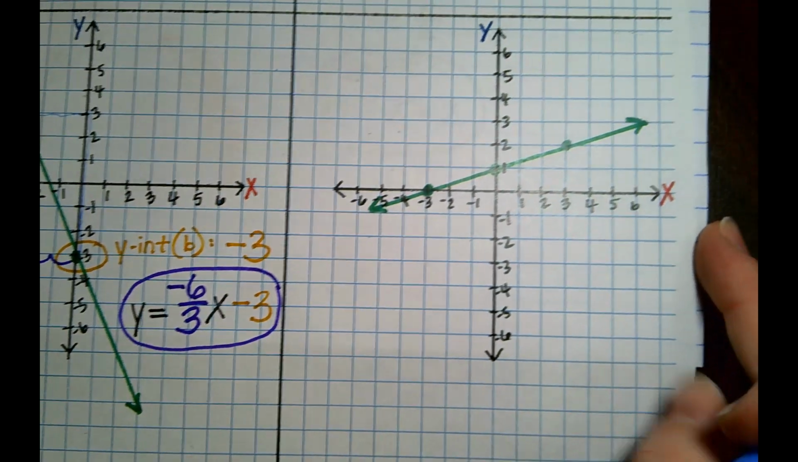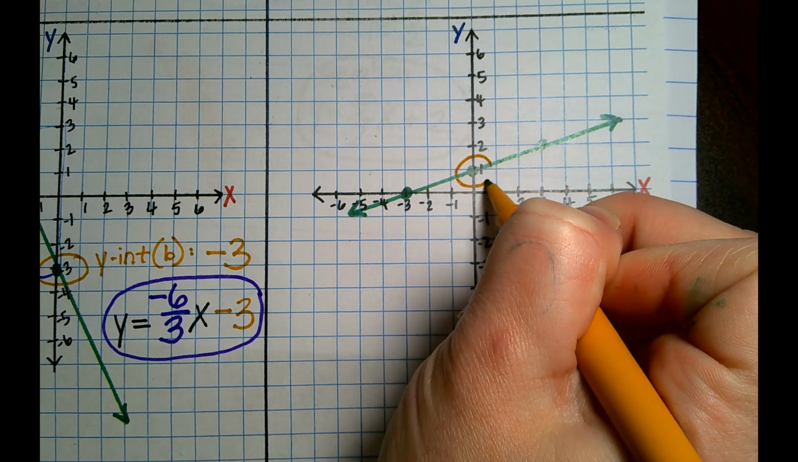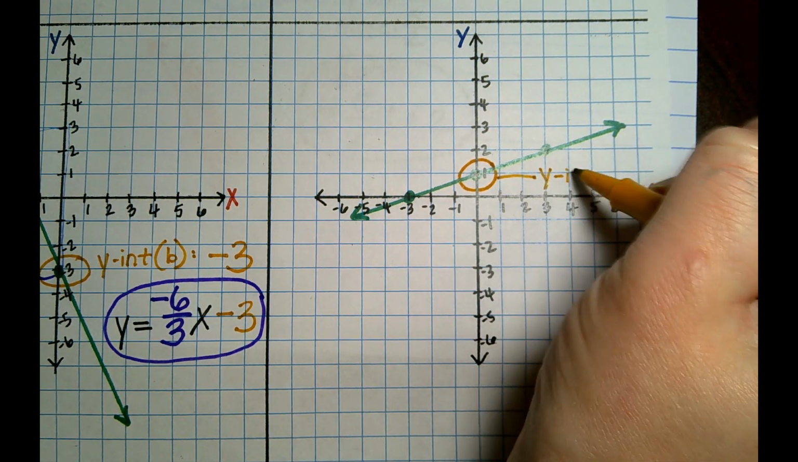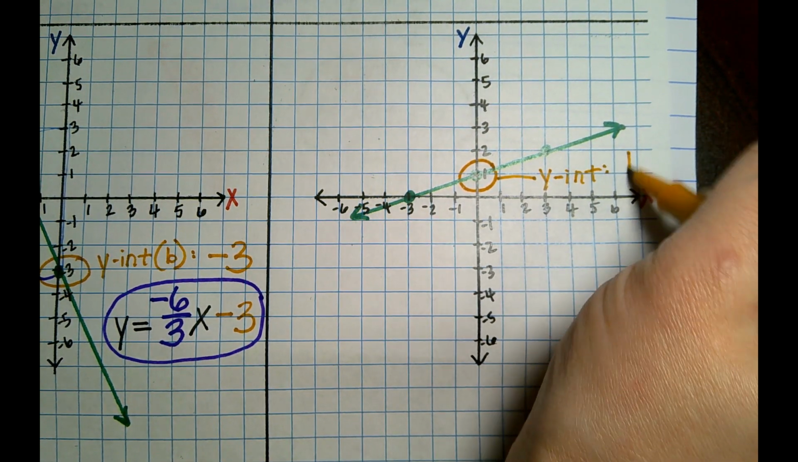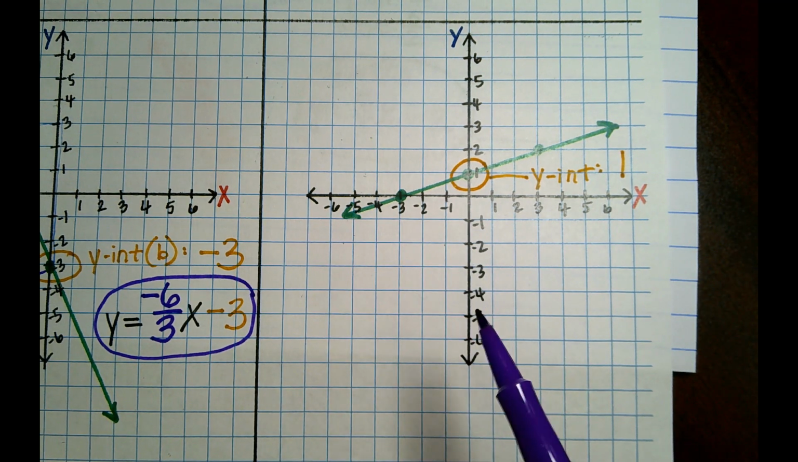Okay, let's look at the very last one now. We have a few ways to solve this one. Let's start with our y-intercept. What is it? 1. My line touches the y-axis at 1. Okay. And we could have counted the slope in a few ways. I did the negative one.